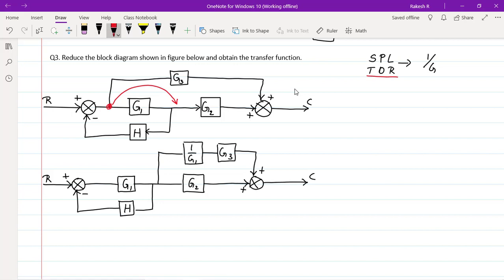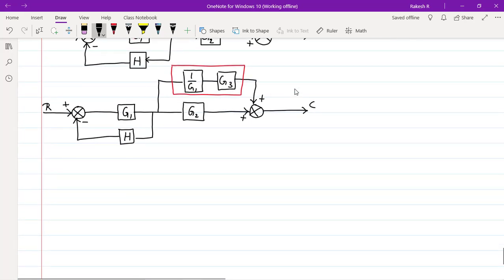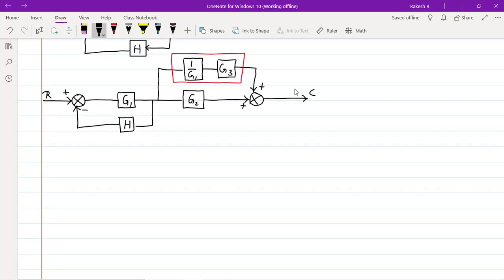Next step, again follow the procedure. First check whether the blocks are in series. Now when we check this one, we have blocks which are in series. Which are those? These two blocks. Right. What do I need to do when the blocks are in series? I can multiply both the blocks here. That is G1 here.